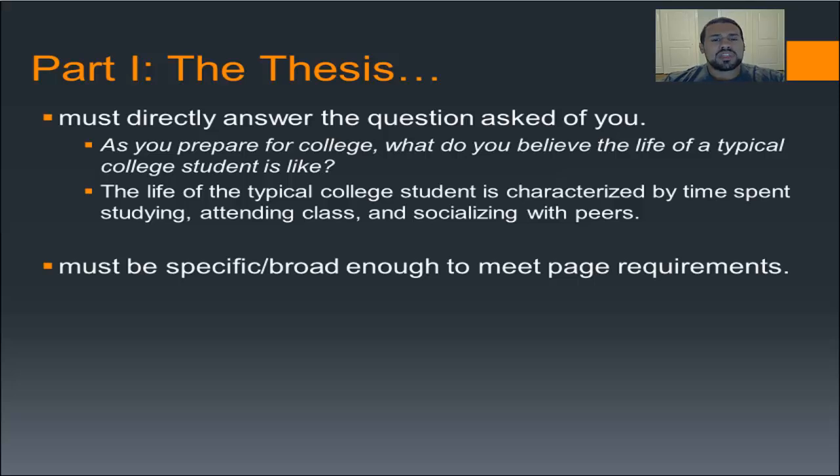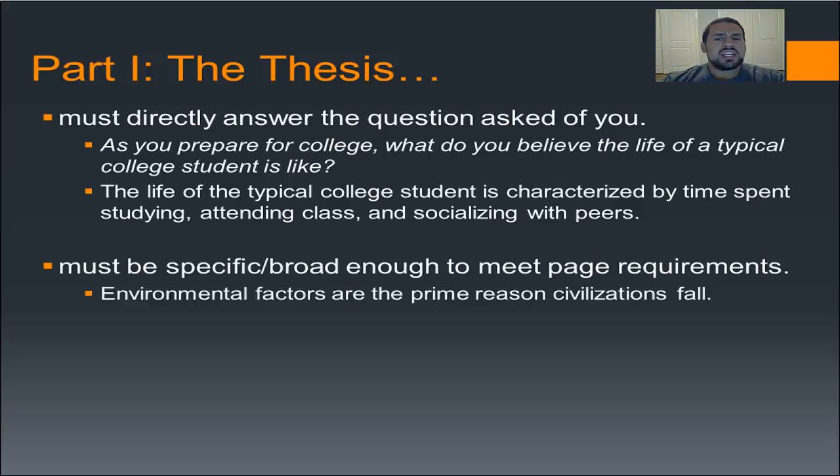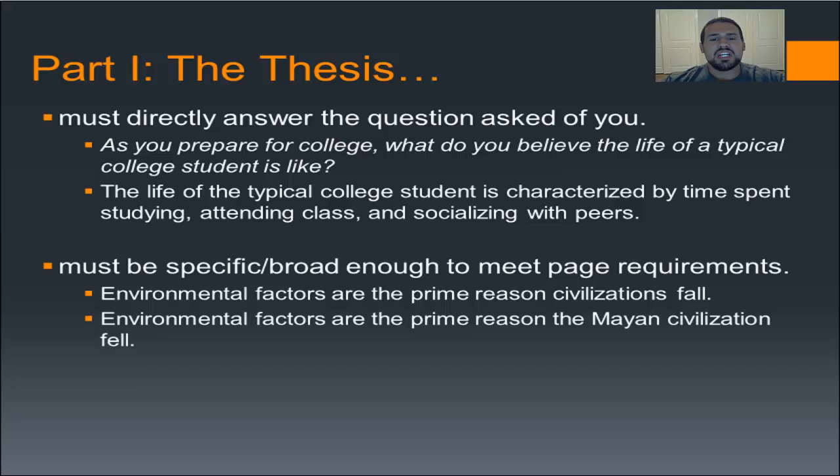Let's look at a broad thesis. If I use the thesis, environmental factors are the prime reason civilizations fall, I could write not a paper, I could write a book, I could write multiple books about that. I'm talking about every environmental factor of every civilization that has ever fallen. That is way too big, unless your goal is to write a book. So let's narrow it down a little bit. Environmental factors are the prime reason the Mayan civilization fell. Now instead of writing multiple books, you're writing a book.